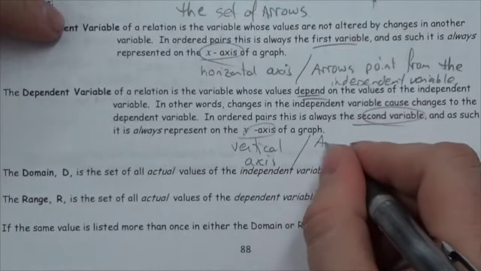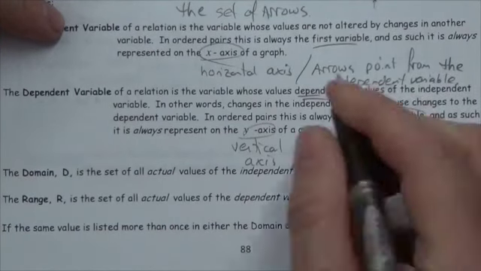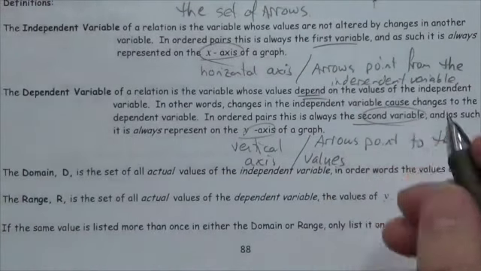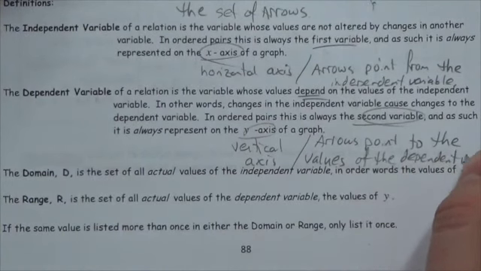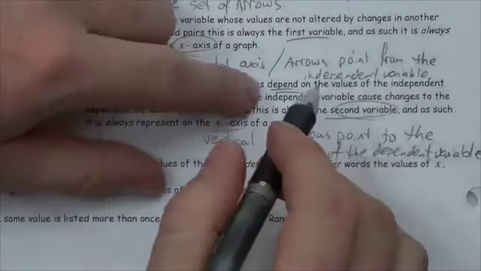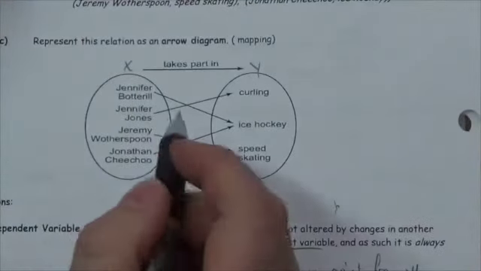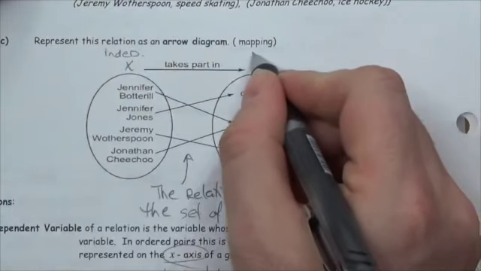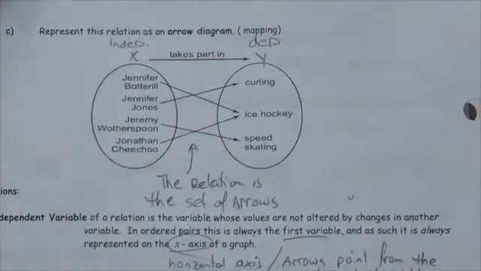In this case, the arrows point to, I guess I should say it like this, the values of the dependent variable. So our arrows point from the values of the independent variable to the values of the dependent variable. So up here, athlete is the independent, sport is the dependent, because again, what sport gets played depends on who's playing here.